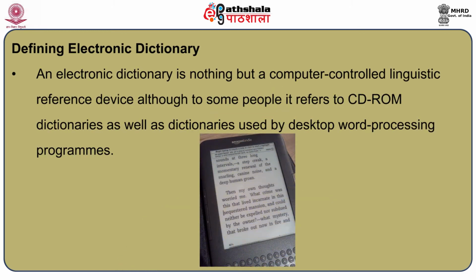Defining the electronic dictionary. An electronic dictionary is nothing but a computer-controlled linguistic reference device, although to some people it refers to CD-ROM dictionaries as well as dictionaries used by desktop word processing programs. Also, it is used in a broader sense to refer to a machine-readable dictionary of a spelling checking system. I, however, use this term in a strict sense within the domain of lexicography to refer to a dictionary which is designed and developed in electronic form and which has several applicational advantages over its printed version.